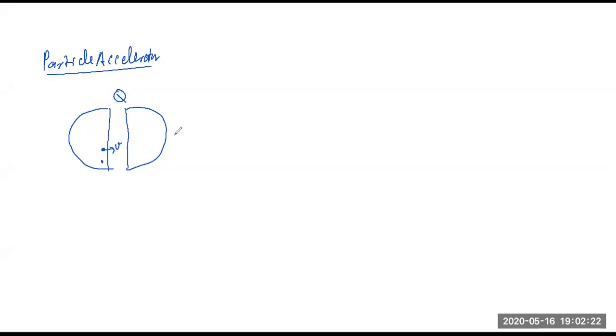So what happens in general is, if you project a particle in any direction you want, it will go in a circle like this and it will come back. And it will continue to move with the same speed. Now, if you connect a potential across it, so you have connected a potential across it.